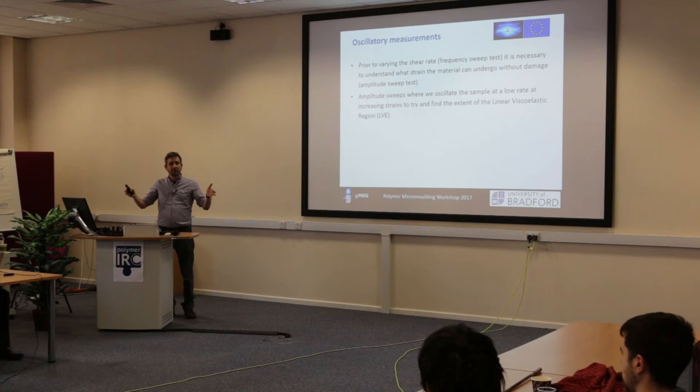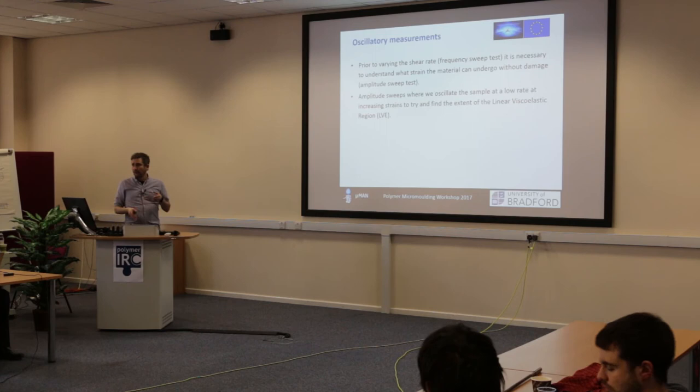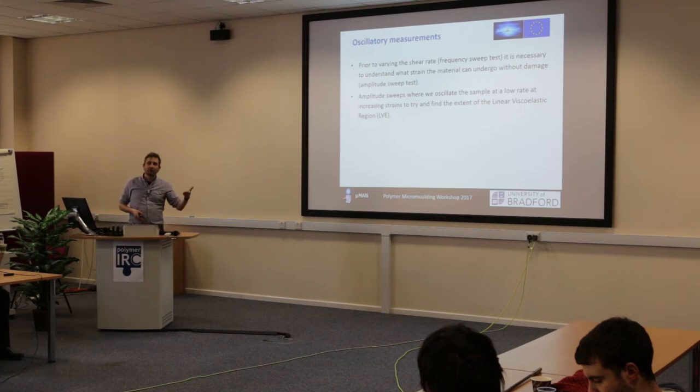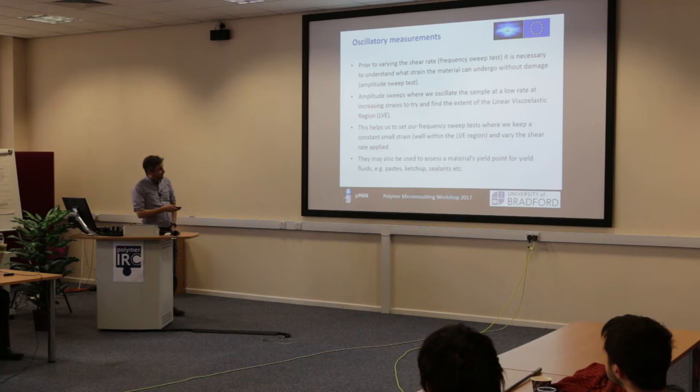By doing that, we can pick what our linear viscoelastic regime, where it runs to, and then as long as we pick a strain that's smaller than that, then we're in business. We can get decent results out, okay? So this is what the results look like, okay?